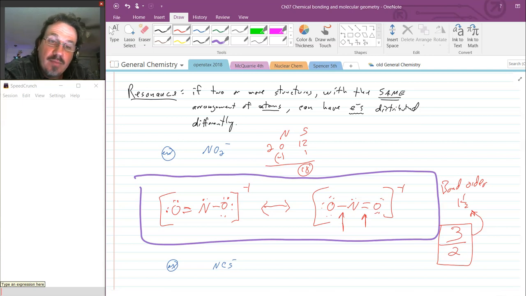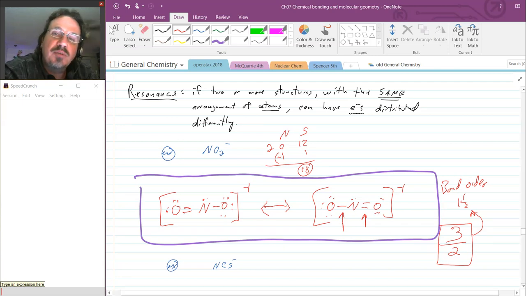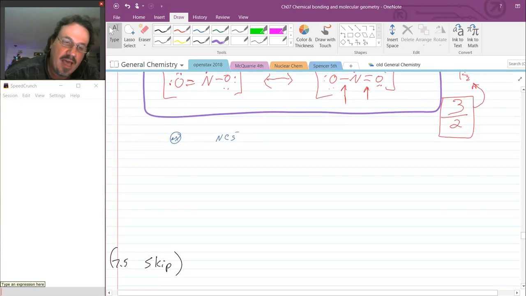All right. Resonance is very important, especially when you get to organic chemistry. You're going to find that a molecule that has resonance structures has an additional stability that other ones do not have, and so it's very important in organic.